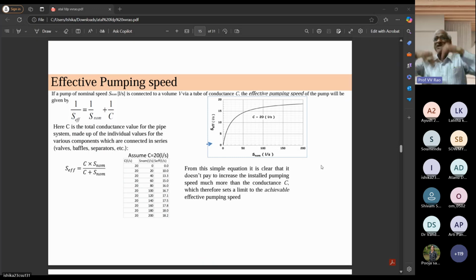Similarly, here also, you can calculate: parallel paths will be C1 plus C2, series path will be 1 by C1 plus 1 by C2. So do all that. And if you get the effective conductance, 1 by C effective plus the manufacturer's pumping speed, 1 by S maximum, the inverse of that gives you the effective pumping capacity available at the site of your semiconductor manufacturing chamber.